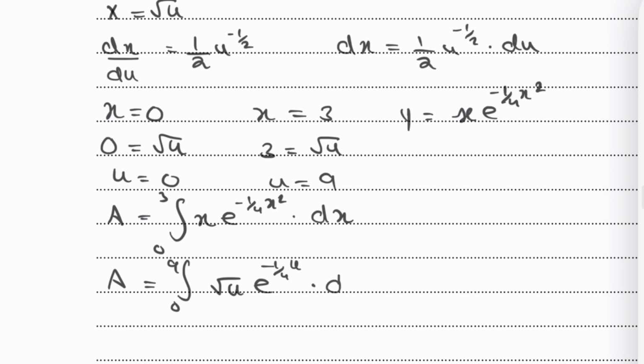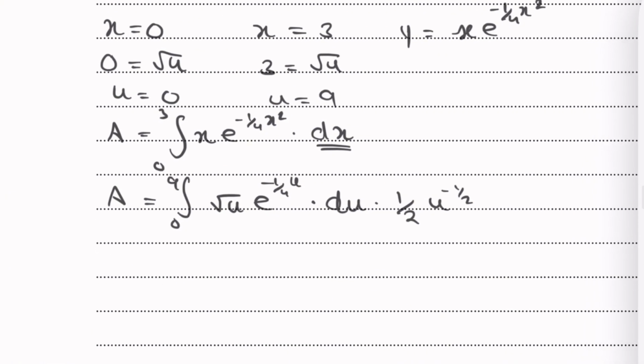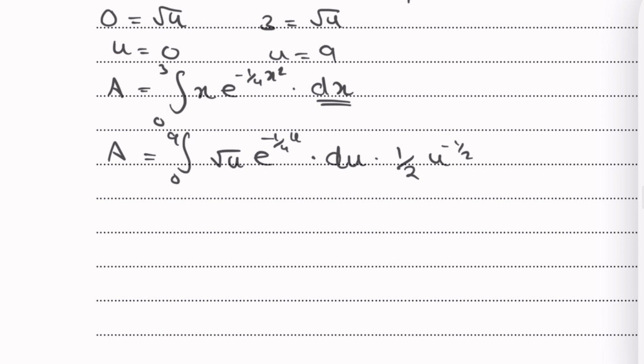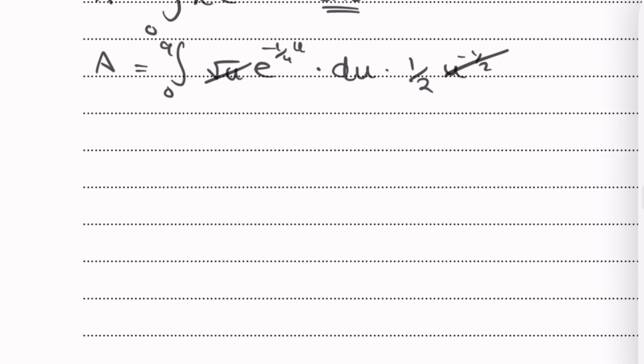Taken with respect to u, but obviously you're going to have to multiply by 1/2 u to the power of negative half, because dx equals this stuff, okay? And so you just plug them in here. Now when we multiply u to the power of negative half by u to the power of positive half, this cancels out, and so you're just left with, if we take 1/2 outside, the integral from 0 to 9 of e to the power of negative 1 over 4 u taken with respect to u.